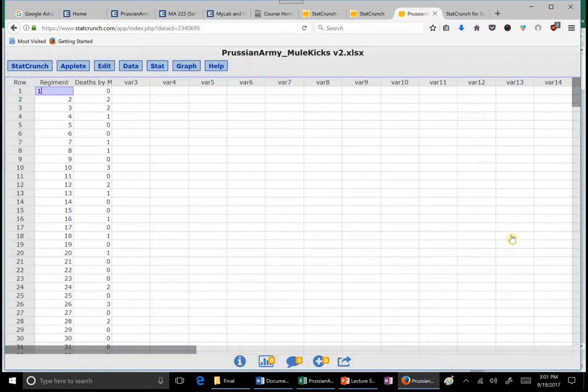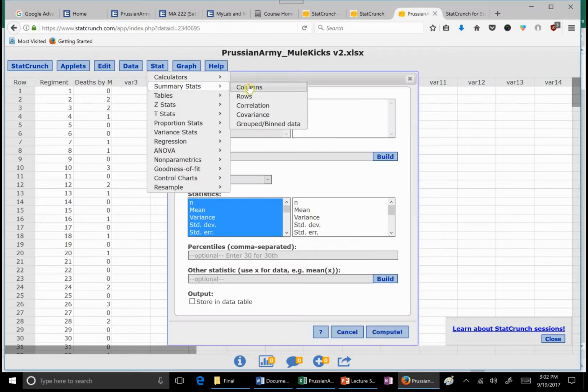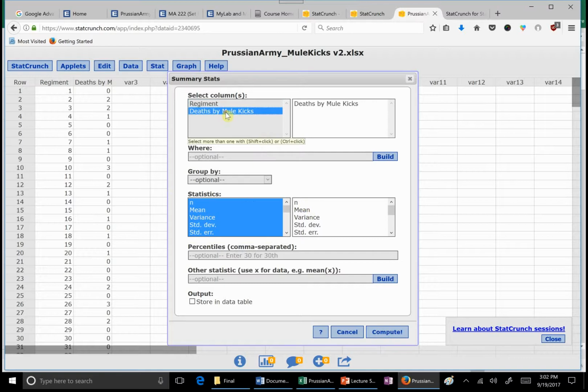Now, we always want to know a couple of things. We want to know how many data values there are, and I also want to look at the range, the maximum and the minimum. Before I do anything, I'm going to make sure I understand what's going on. The first column is the regimen the data was taken from, and the second column is the number of deaths caused in that regimen by mule kicks. So we'll go to summary stats next, and I'm just going to look at deaths by mule kicks. For right now I'm just interested in the sample size, the max, and the min. We're going to use more of these later on.